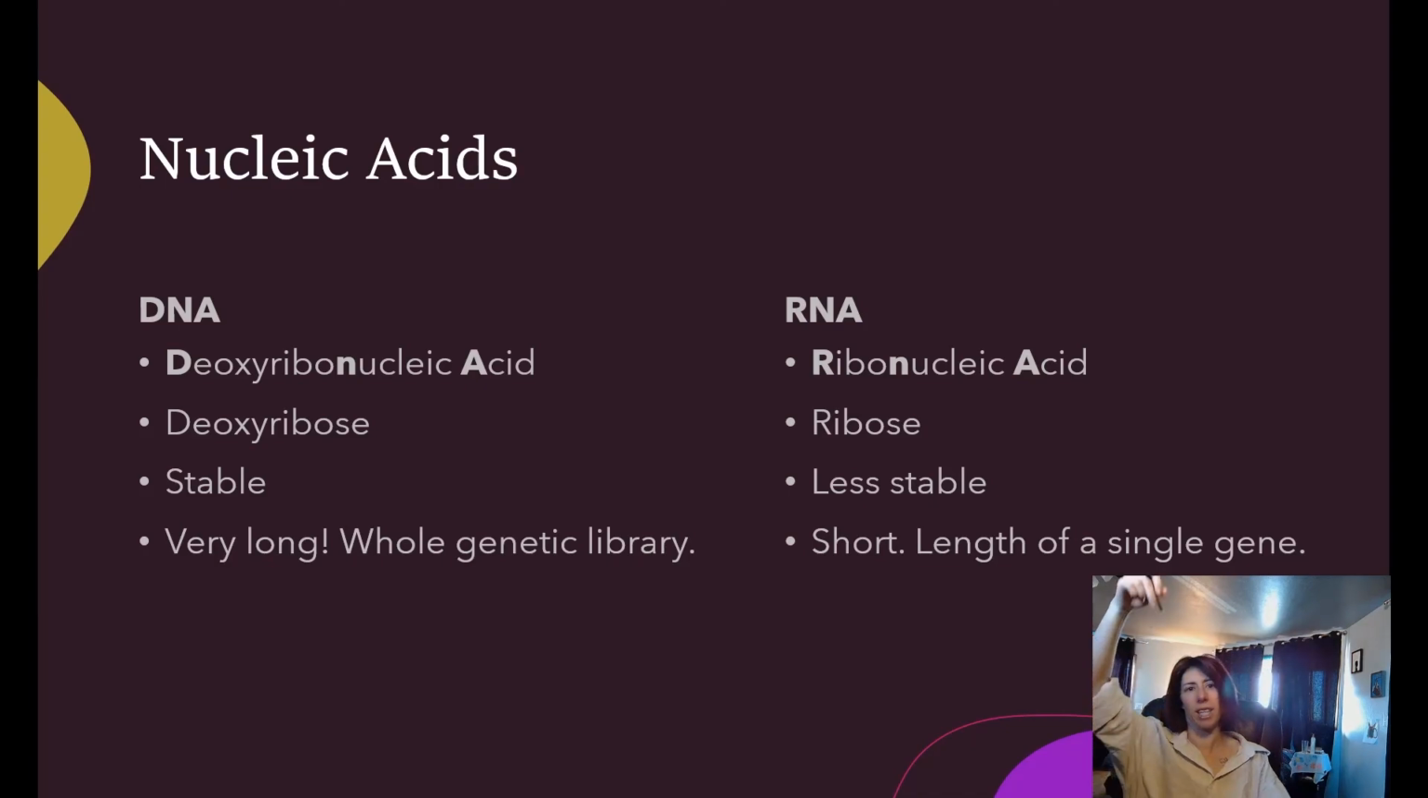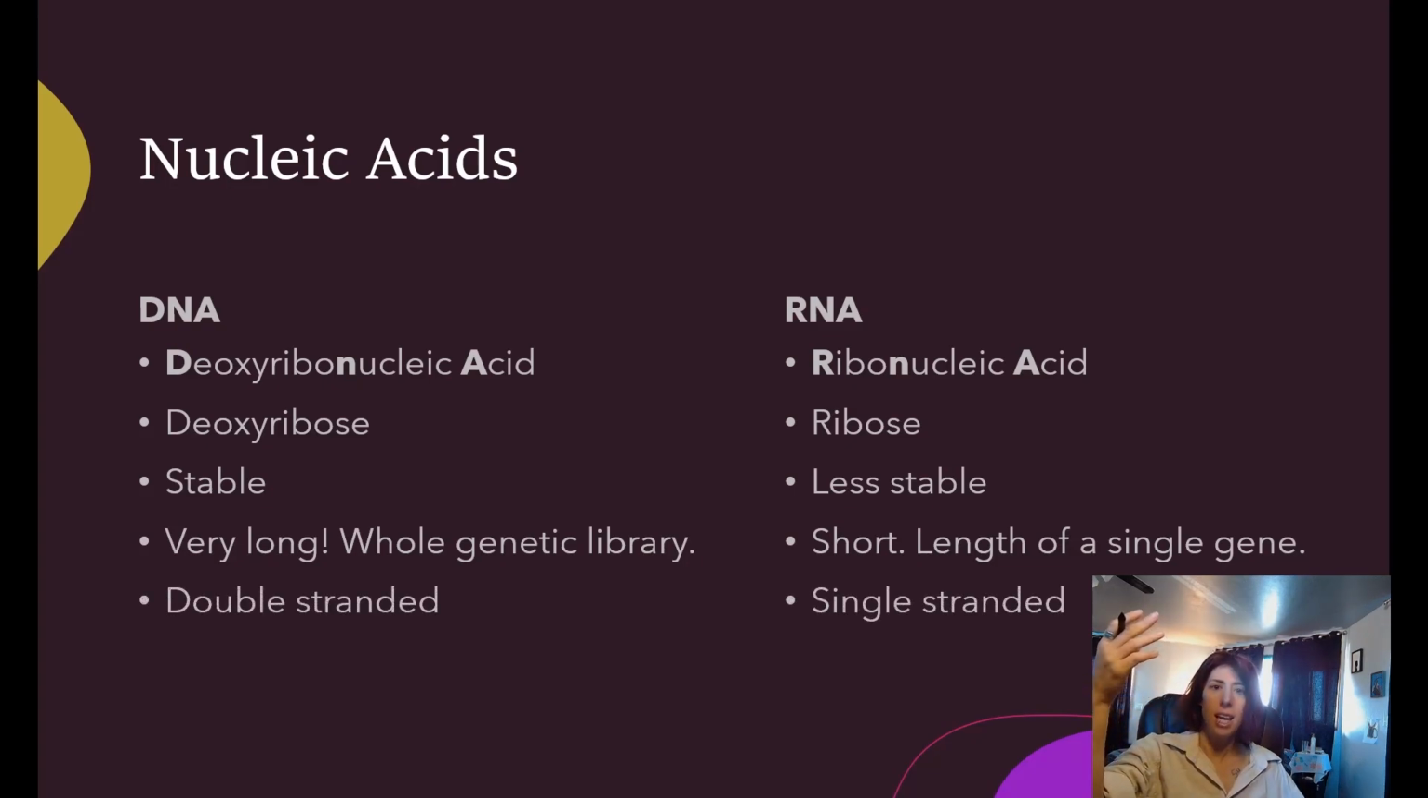If you were to unwind it and stretch it out, it would be too narrow to see, but it would be 6 feet long. So that's because it's the entire genetic library for the entire living organism, while RNA is very short. It's the length of a single gene. DNA is double-stranded. It has that double helix shape. RNA is single-stranded.